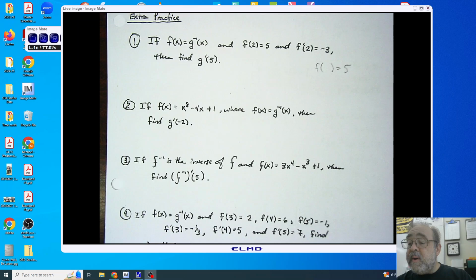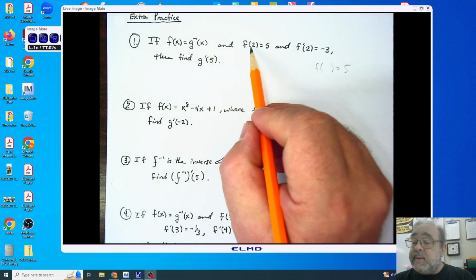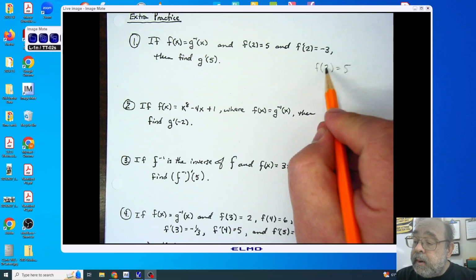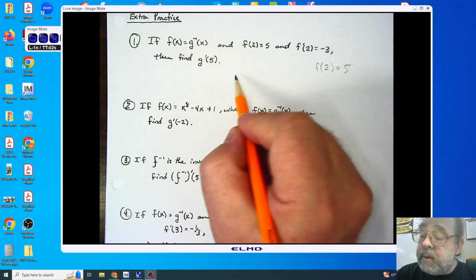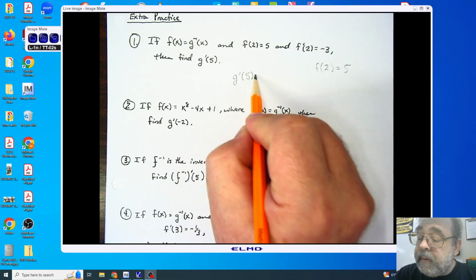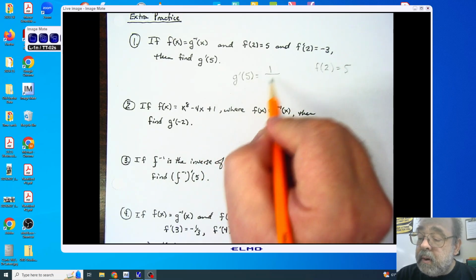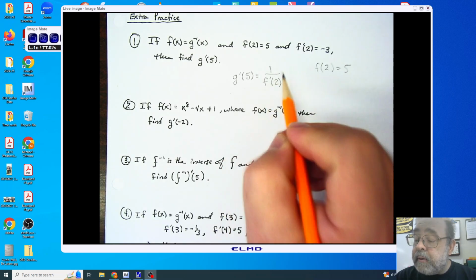And if they give me the values, I have to remember that the b value for g of x is the x value in f, as we see here. So we're going to be using g prime of 5 is equal to the reciprocal of the derivative of the inverse at the b value.